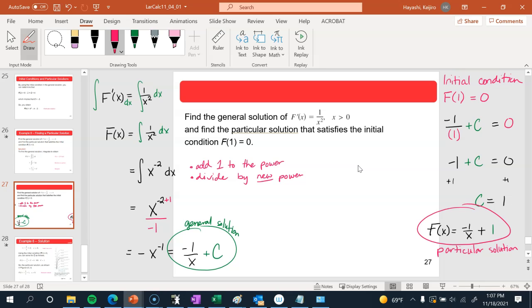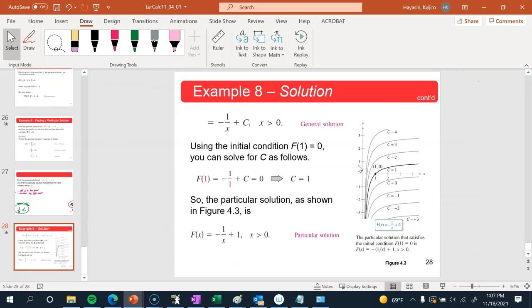So here's a picture of... So remember that the initial condition is that you plug in 1 and you get 0. So here's a picture of many members of the general family of solutions, -1 over x plus c, right, for varying values of c. And without an initial condition, it could be any of these, and it could be so many more of these that aren't even shown here.